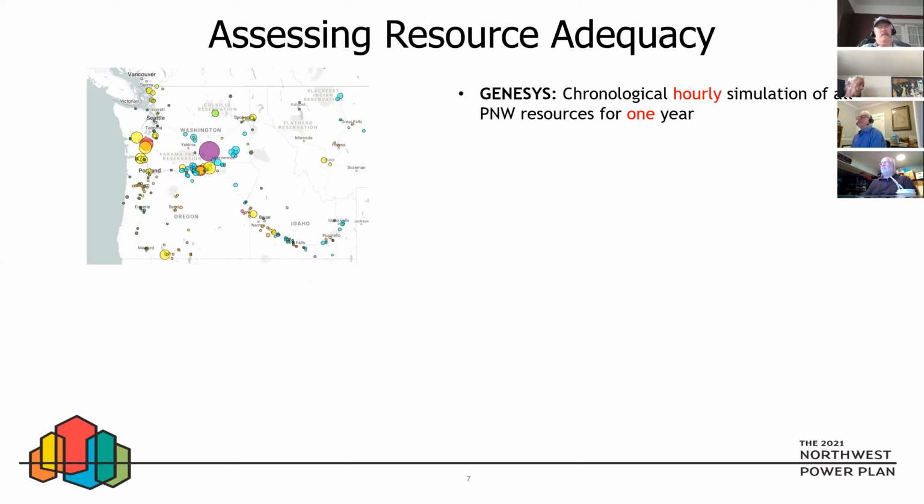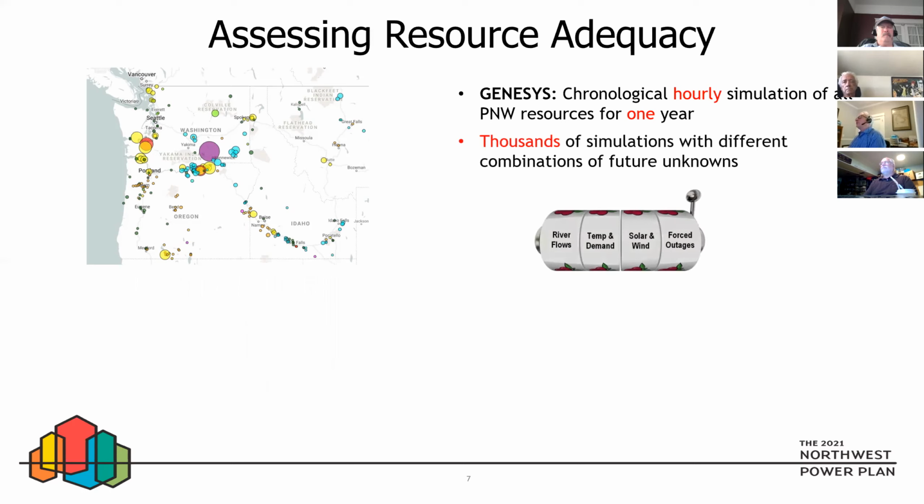Well, on the left here, we see a map of resources in the Northwest minus the hydro. If I were to put hydro there, that would dominate. And so we've got coal, gas, wind, solar, etc. And the Genesis model, as I said before, is a chronological hourly simulation model that simulates the operation of Pacific Northwest resources for 1 year. And it does model also some exchanges with other regions, but in a simplified way.